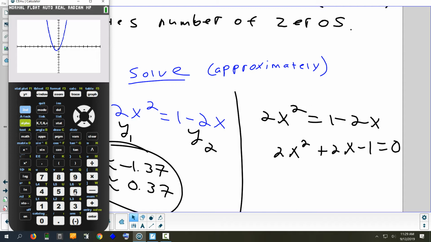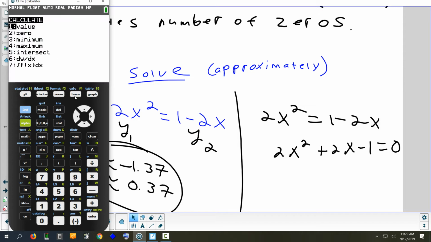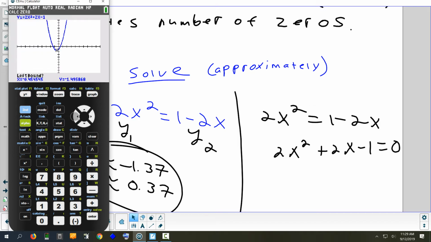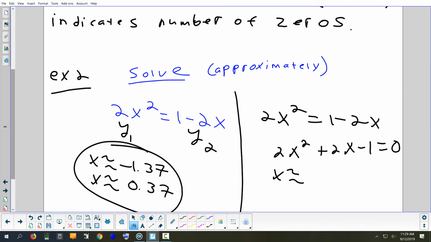So I wouldn't do intersect. If I was doing it this way, which option would I pick here? 0. Okay. I'm just going to do the one on the left. Pick a point to the left, pick a point to the right, and do your guess. Negative 1.37. It's exactly what I got the first time. If you do the one on the right, it's going to be 0.37. Okay, so same two answers again. Right, so I just showed you two ways to do exactly the same thing. Any question doing it either way? One way takes an intersection approach, the other way looks at the roots.